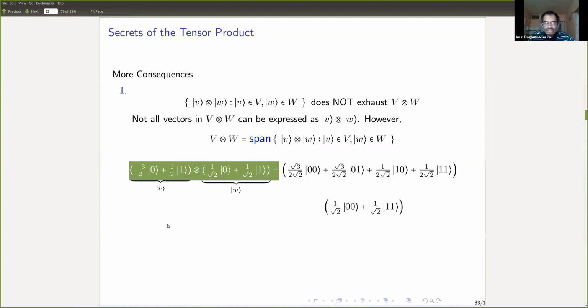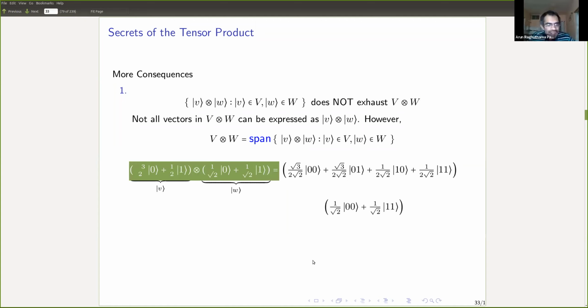To illustrate, let us take the vector 1 by root 2 ket 00 plus 1 by root 2 ket 11. And the statement I want to make is that this cannot be written as (a ket 0 plus b ket 1) tensor (c ket 0 plus d ket 1). It cannot be written as a pure tensor product of two states.